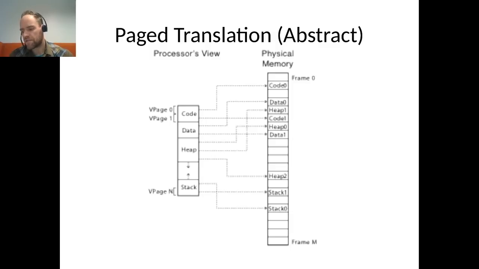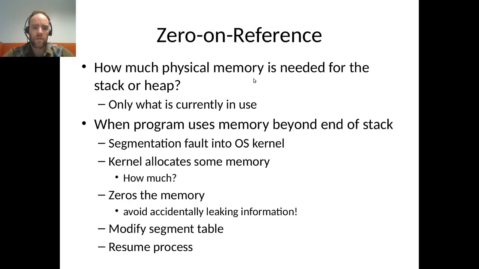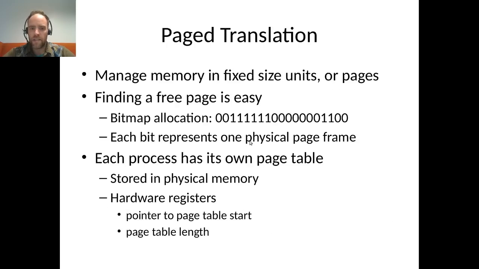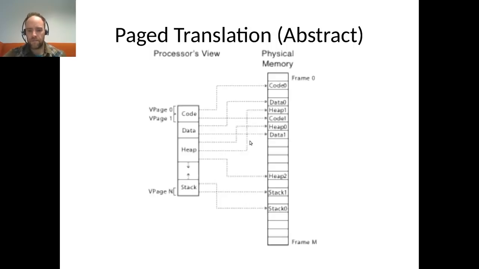Because page frames are fixed size and a power of 2, the page table entries only need to provide the upper bits of the page frame address. And so the page table can be actually more compact than the segment table. Remember that the segment table, if we go back here, we need to store the whole base in order to add it to the offset of the virtual address. So this is a benefit of page translation. We have a more compact page table.